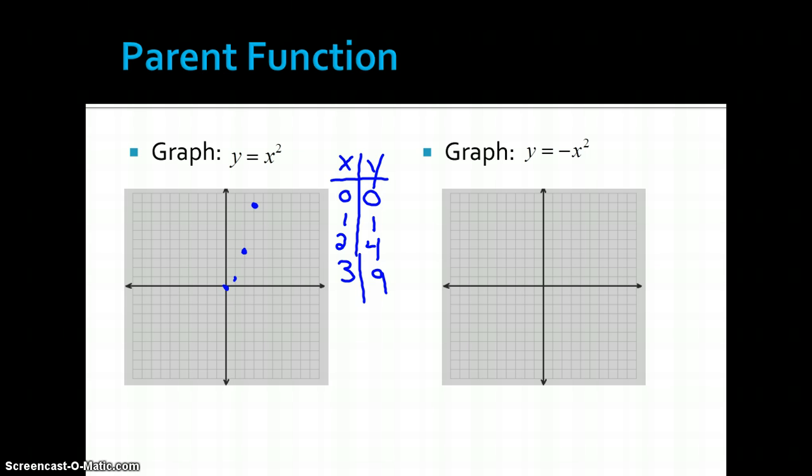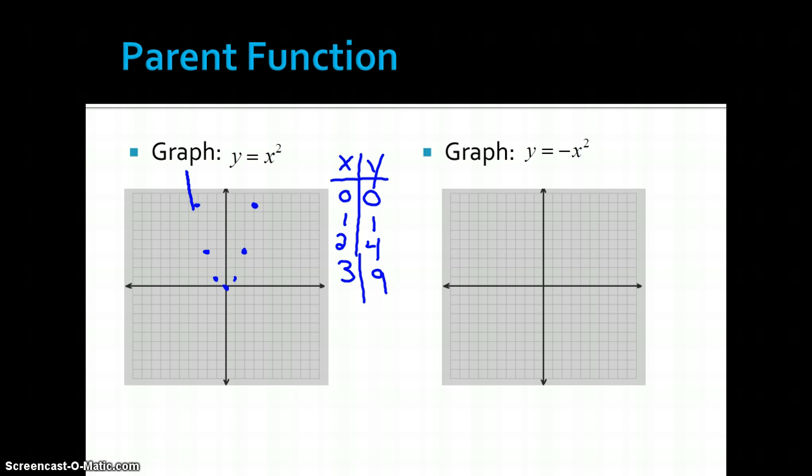Now, we can go in and plug in -1. We get 1. -2, we get 4. Or we can use the axis of symmetry. This is the vertex. The y-axis is an axis of symmetry here. So if I go to the left of the axis of symmetry 1, I have to go up 1. These are going to be mirrored the entire way up. That's the basic outline of our graph here.